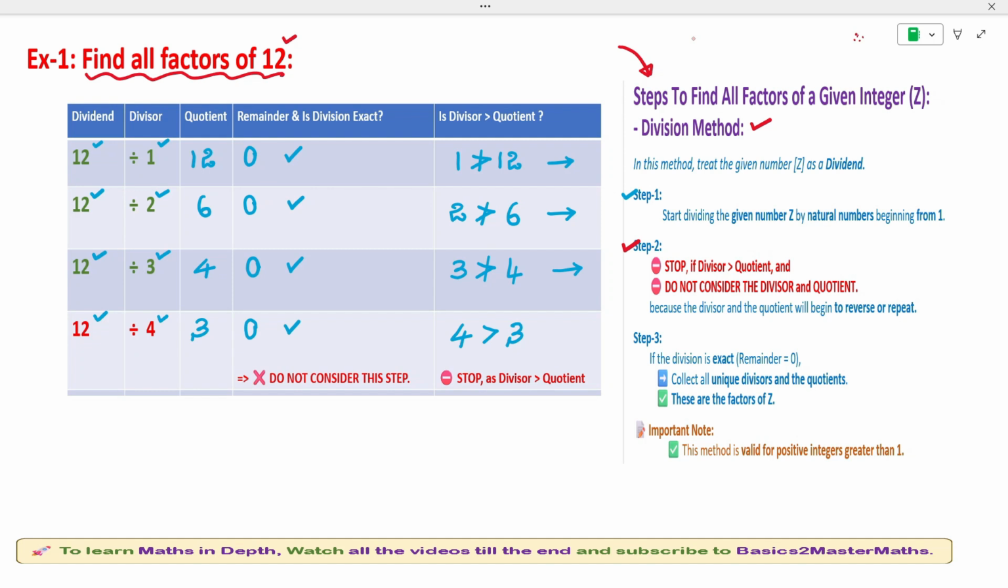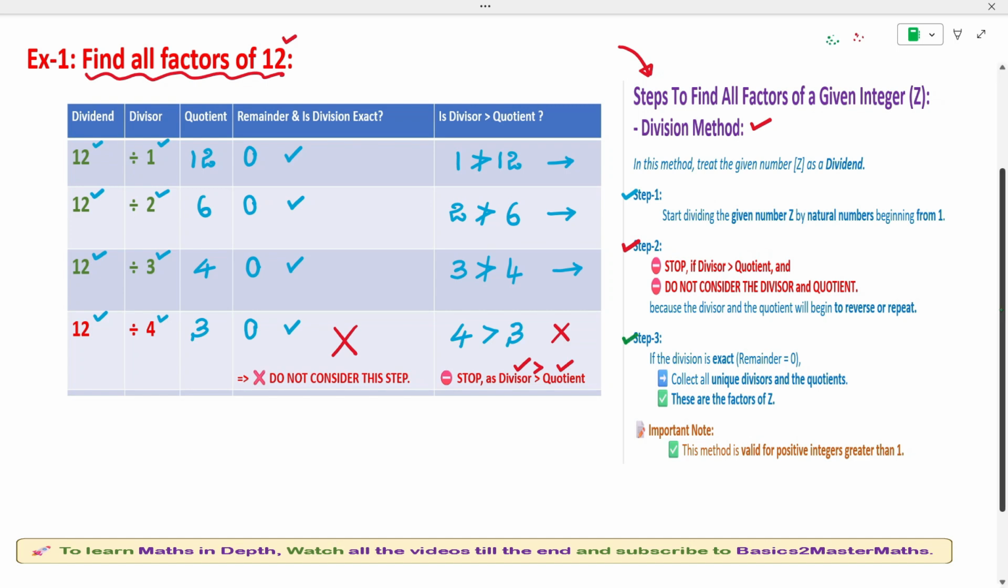As per step 2, please stop here since the divisor is greater than the quotient. Also, please do not consider this step. Got it?